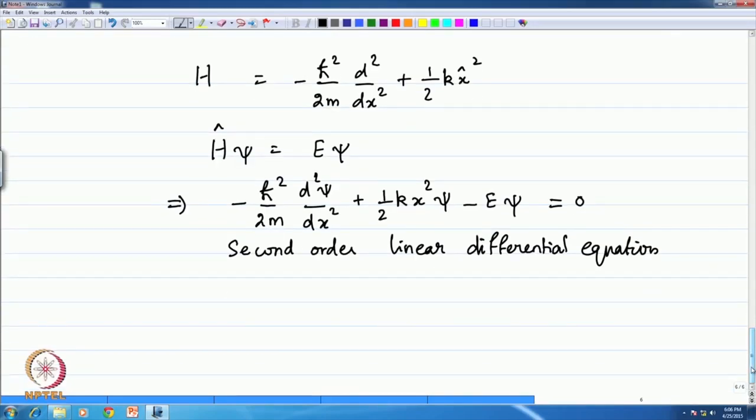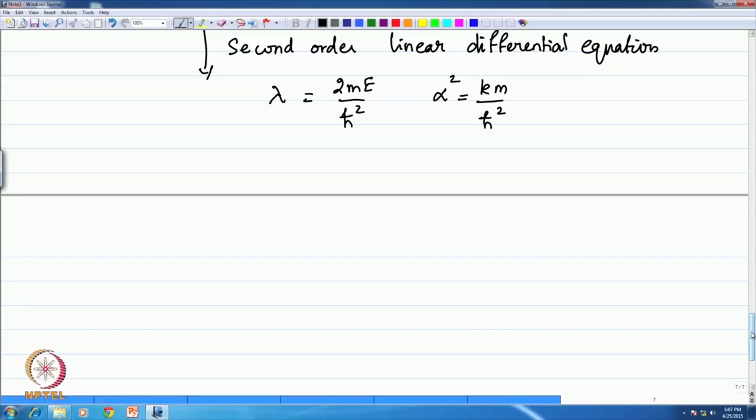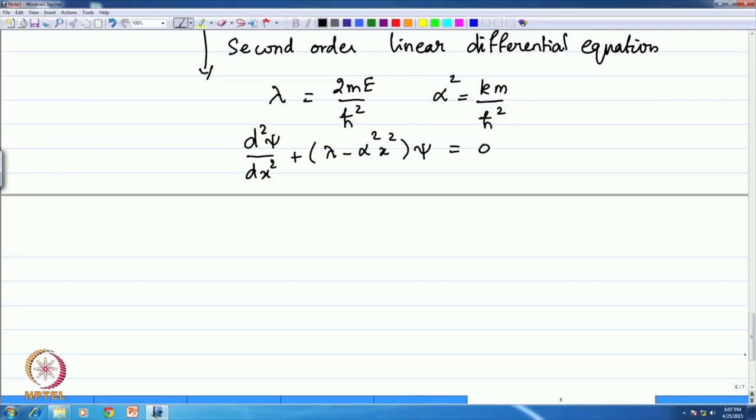This lecture will not tell you how to solve this differential equation, but it will tell you that if you rewrite this by introducing a simple parameter, say for example lambda is equal to 2mE by h bar squared, and another constant alpha squared as km by h bar squared, if you introduce two new constants, then it's possible for you to write the differential equation as d square psi by dx square plus lambda minus alpha square x square psi is equal to 0. Verifying this will be one of the items for you to check.